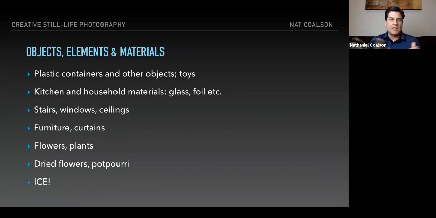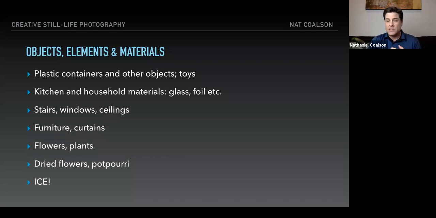So objects, elements, and materials, right? I showed you the picture, admittedly a little bit of a small picture, of the plastic container. Now, plastic containers from your kitchen can really make some incredibly minimalist, very sophisticated, clean looking abstracts. Anything really made out of plastic, other objects, toys and things like that can make a really good still life subject matter.